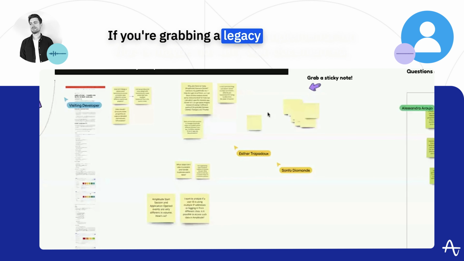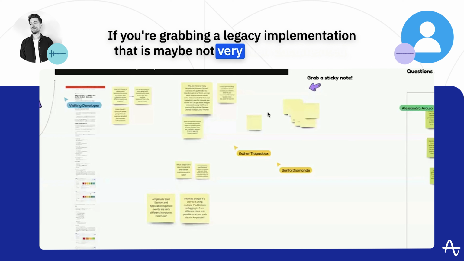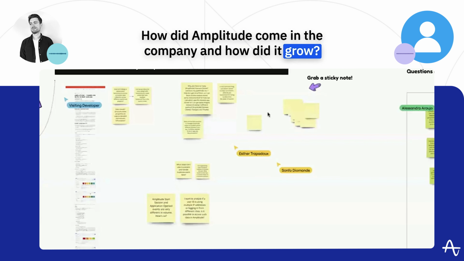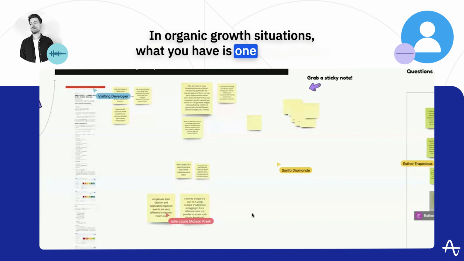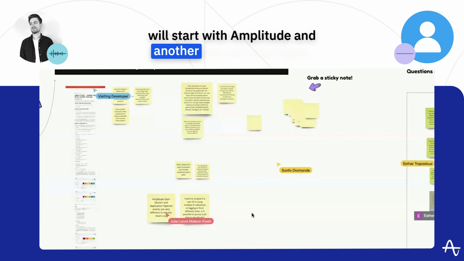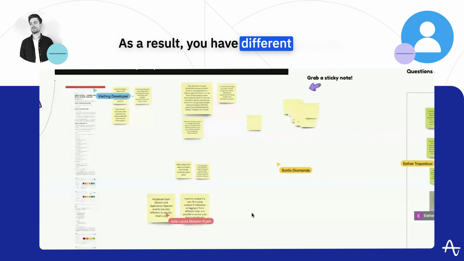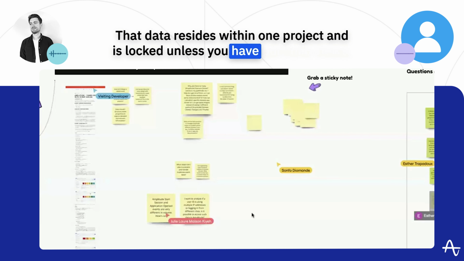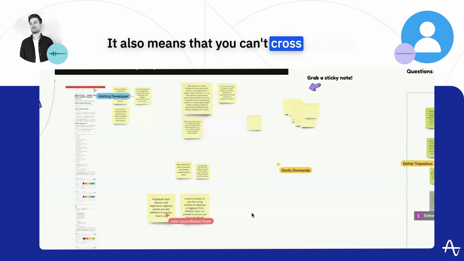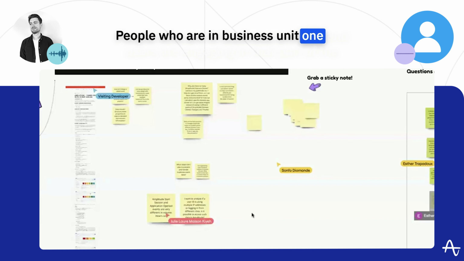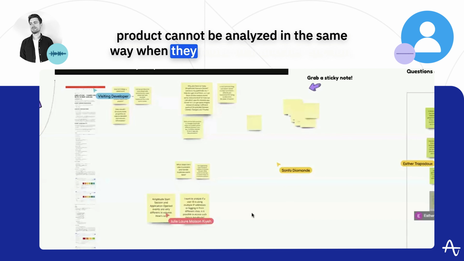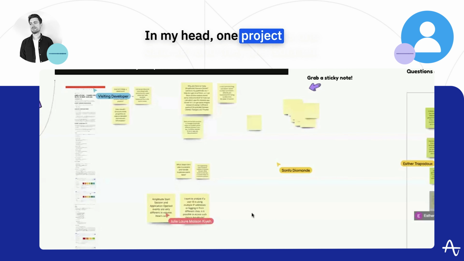If you're grabbing a legacy implementation that is maybe not very well documented, figure out the history of the account: how did Amplitude come into the company, and how did it grow? In organic growth situations, one department will start with Amplitude and another one will start later. As a result, you have different projects. That means data resides within one project and is locked unless you have portfolio views. It also means you can't cross the data. People in business unit 1 engaging in that part of the product cannot be analyzed in the same way when they move into another section. In my head, one project is one data set and they are isolated. So have a look at the number of projects.